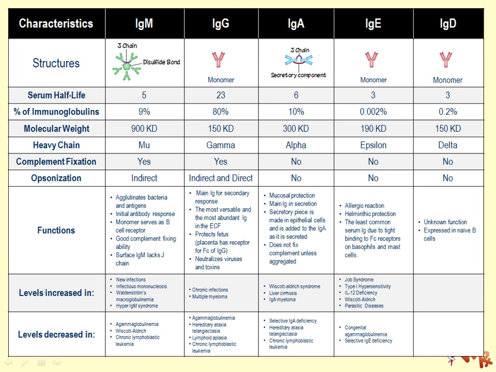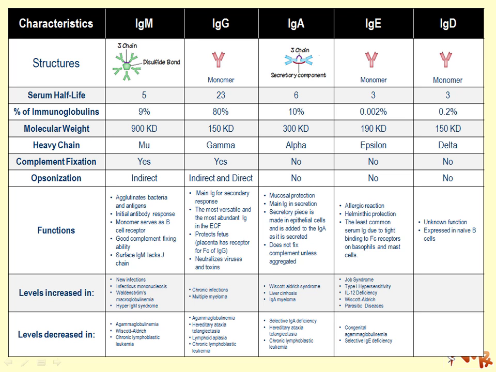By this I mean, if I have had bacteria X 5 years ago or 2 months ago, if I'm confronted with bacteria X again, our body produces IgM. The levels increase in infectious mono, Waldenstrom macroglobulinemia, and hyper-IgM syndromes. The levels of IgG increase in chronic infections and multiple myeloma.